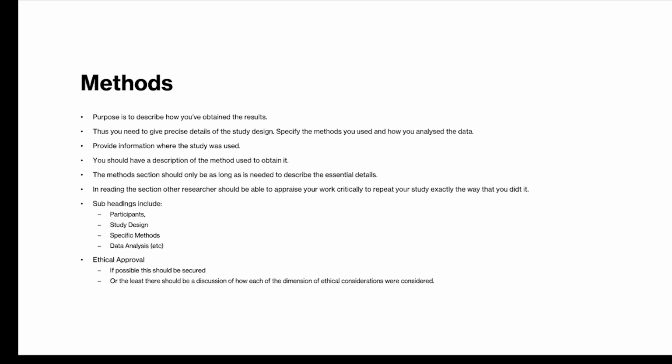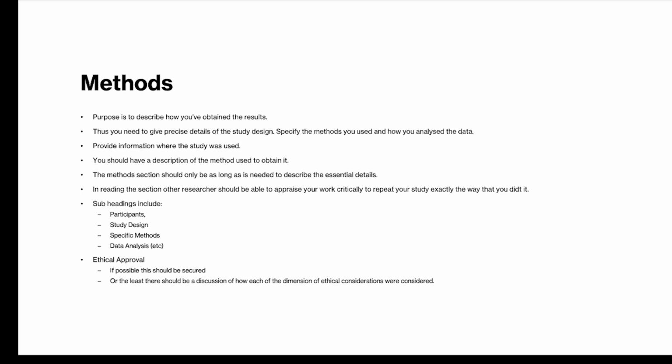Thus, you need to give precise details of the study design, specify the methods you use and how you analyze the data. Then provide information on where the study was conducted, and you should have a description of the method used to obtain it. Next, the methods section should only be as long as is needed to describe the essential details. No need for it to be very long, as long as you're able to help the readers really replicate your study.